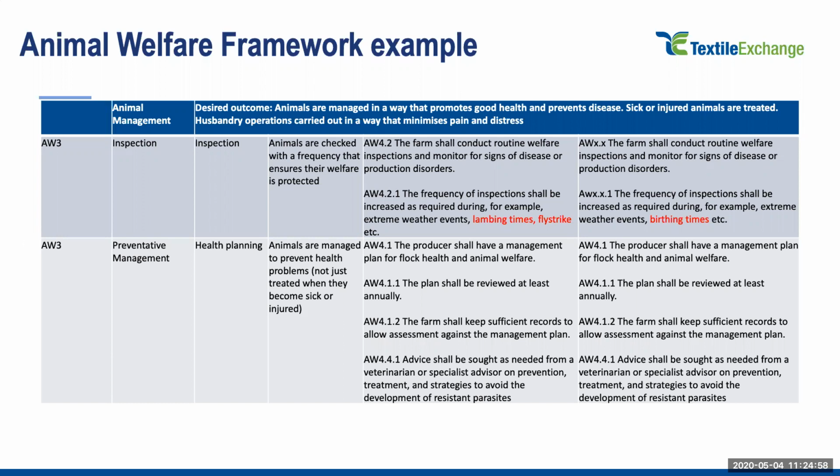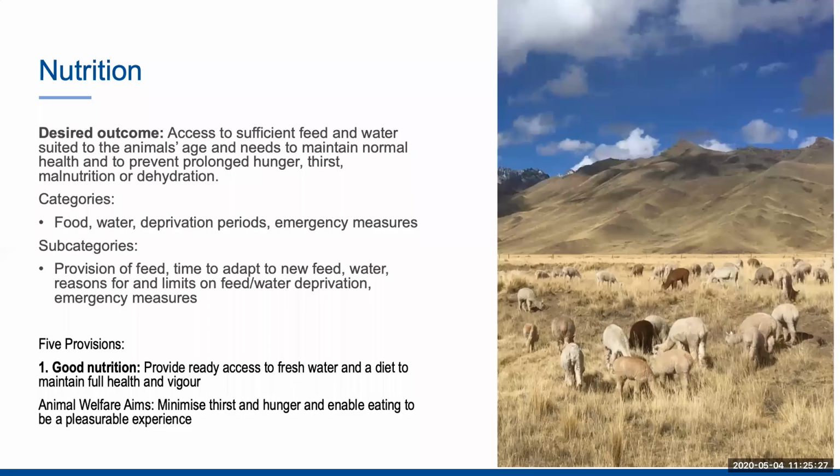And you can see the text in red here that, for example, with sheep, we talk about increasing frequency of inspection at times of high risk of fly strike. This isn't really something that's a challenge for alpacas, so we don't need to talk about that. But the principle of saying that there's an inspection frequency that's increased at times of higher risk, like giving birth, does remain the same. If I can have the next slide, please.